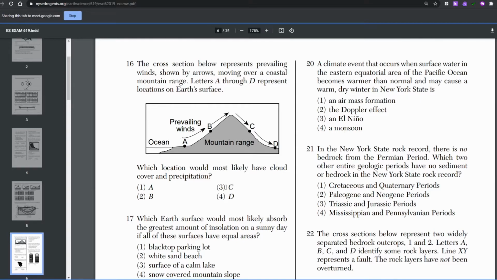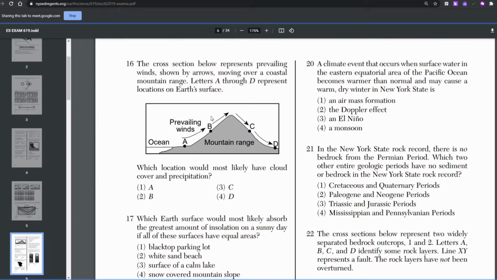So what you're looking at here is a mountain range. You see the oceans on one side, and you see your prevailing winds. Prevailing winds, that's the direction the winds generally come from. Now, as those winds hit the mountain, they get pushed up.